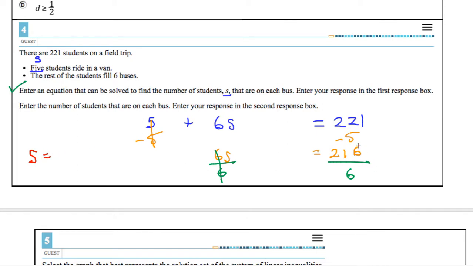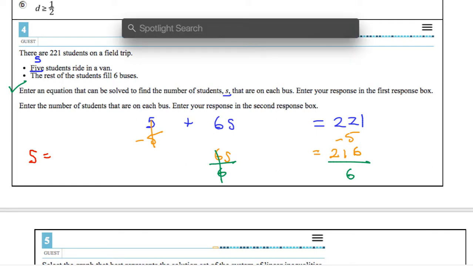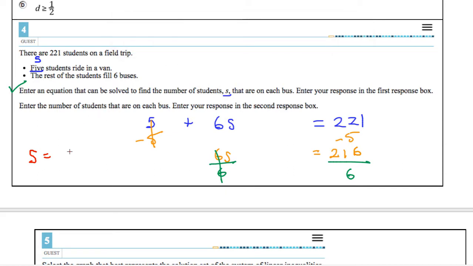I'm not sure if you'll have a calculator on the benchmark or not. I think you do. Yeah, I'm pretty sure you do have a calculator, so I'm going to go ahead and use it. So 216 divided by 6, and I get 36. So there are 36 students on each bus.